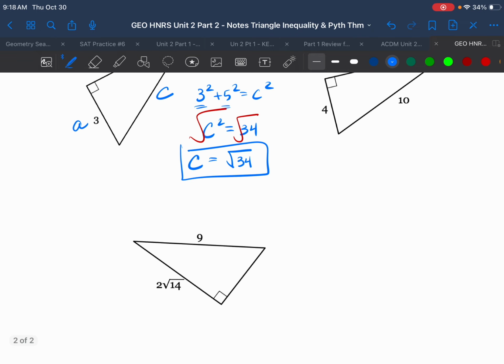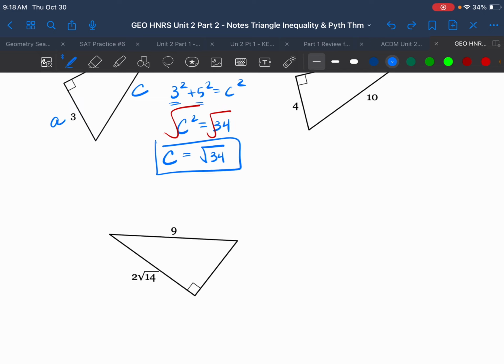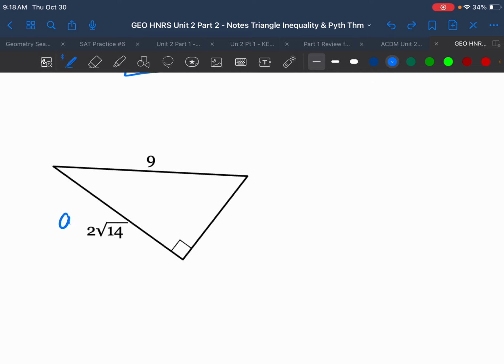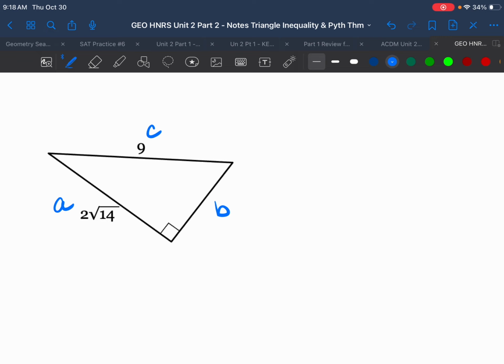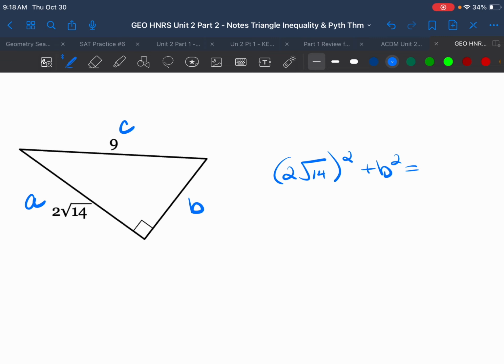Okay, I'm going to head down to this last one because some students look at that and say, oh, this is going to be tough. It's actually not too bad, okay? So I'd like us to set this up. Now be careful, A, B, C. They actually did give us the hypotenuse here. So what I'm going to say here is, now be careful, always use parentheses, 2 radical 14 squared plus B squared equals C squared. Oh, excuse me. Yeah, equals 9 squared because they did give us the C.